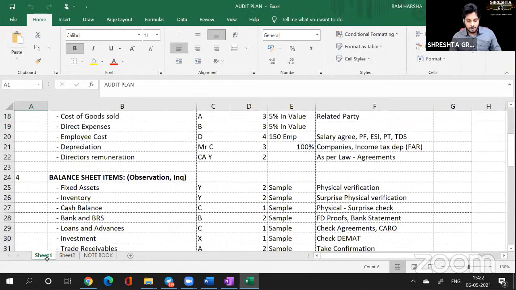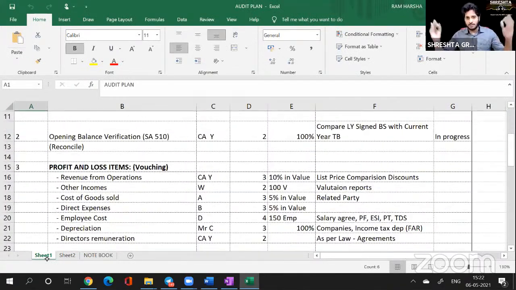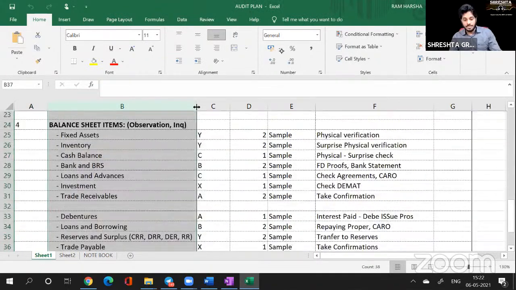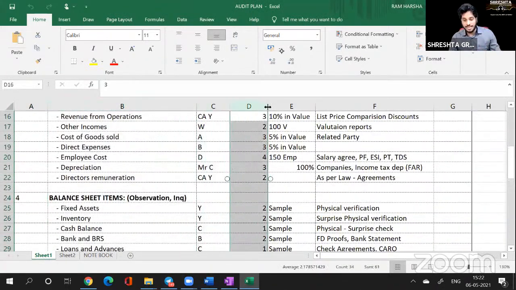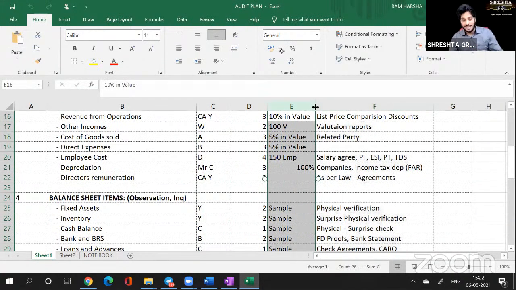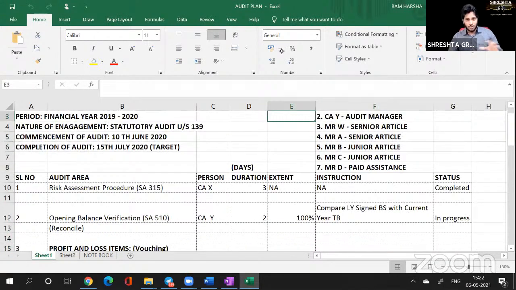This is a plan. So first we are appointed. Then we first get the idea of the organization. Then we execute risk assessment procedures. Then we check what are the items that we need to verify. Then we look at who is the person responsible to do the work, for how many days they have to do the work, what they need to follow, and how much sample they should take. Extent of checking is nothing but sample. So everything we incorporate and we plan the audit in this way. Then the team will go to the client premises, audit, and come back. So that's what we practically do.